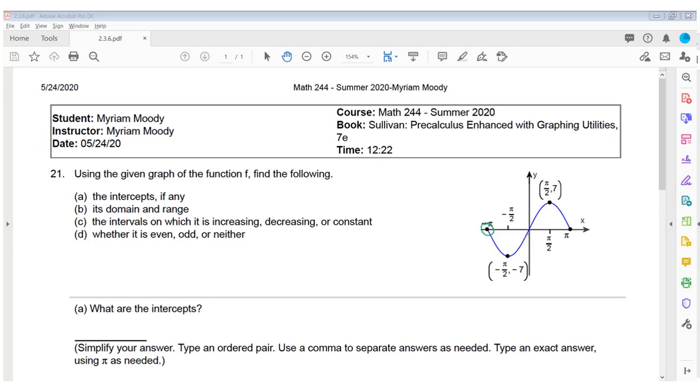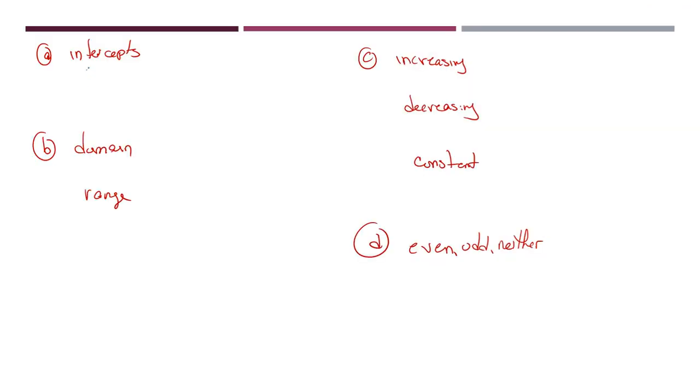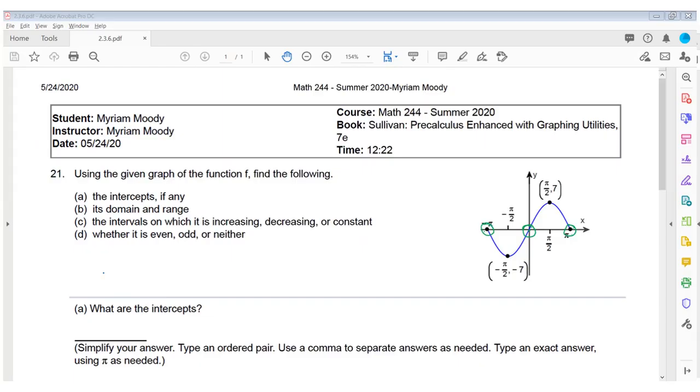I see here it's crossing the x-axis, here across the x-axis, here crosses, well, that one crosses x and y, doesn't it? Okay, so looks like it's -pi 0, 0 0, and pi 0. Do you agree? All right, so let's write those down. -pi 0, 0 0, and pi 0. Got it. Domain.